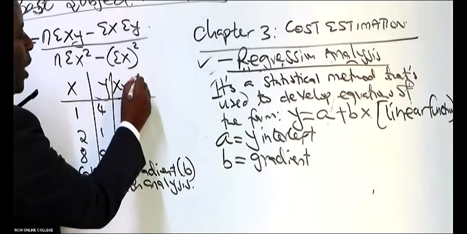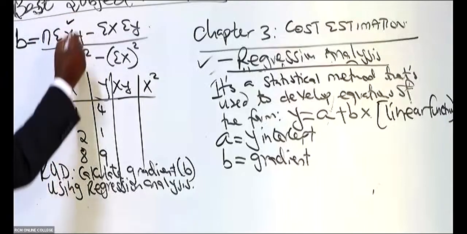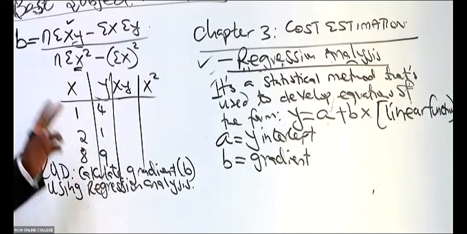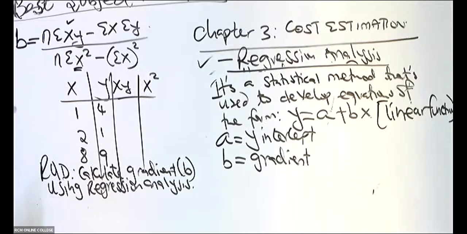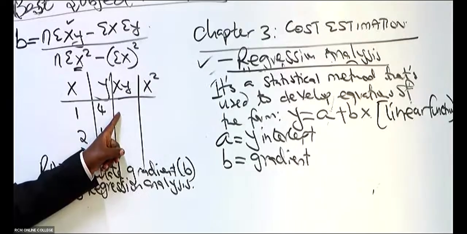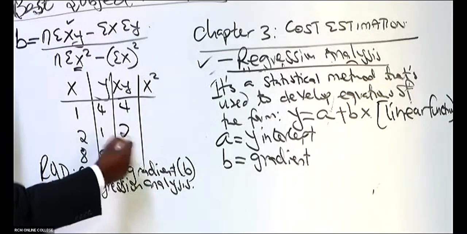We have X and Y, and then we need a column for getting XY and a column for getting X squared. So please go ahead and multiply for me. We create these columns here. So 1 times 4 gives me XY, this gives me 4. 2 times 1, this gives me 2.